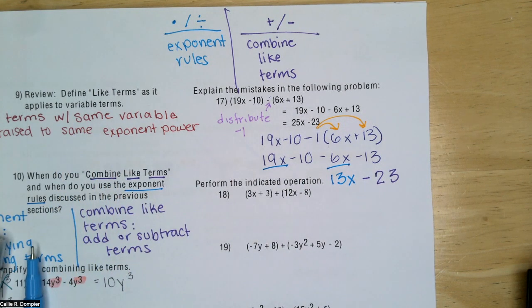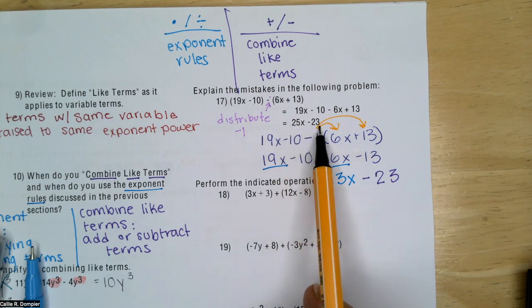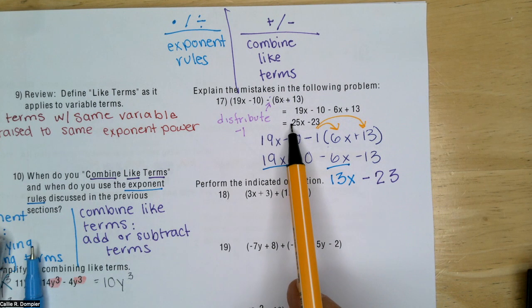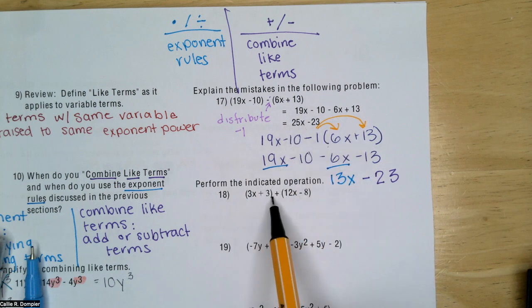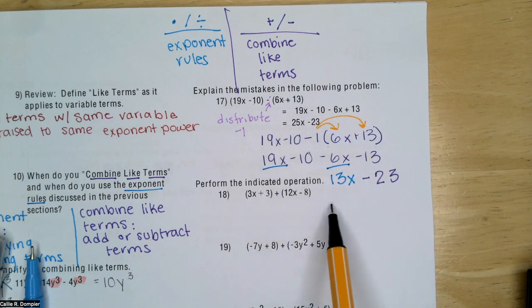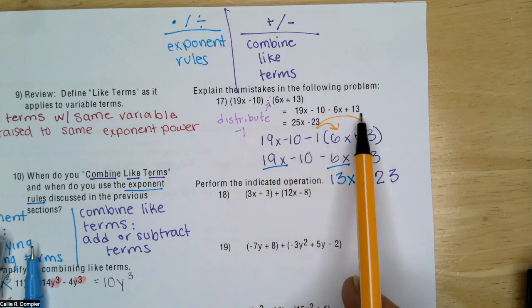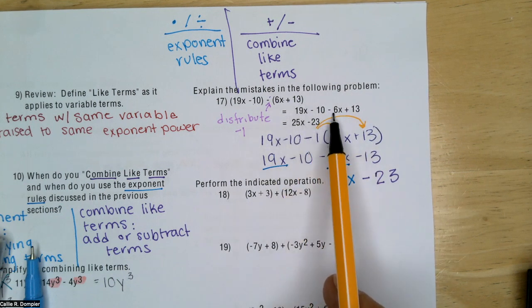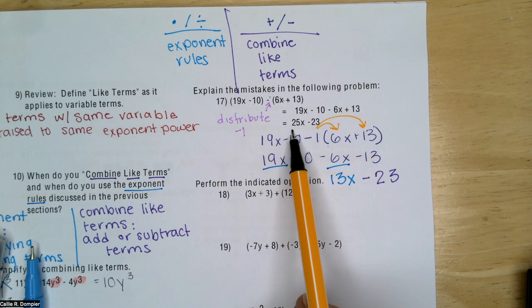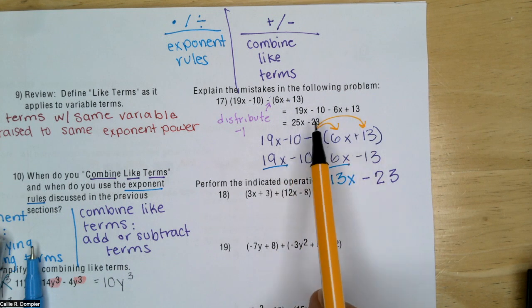All right. Oh, okay. So, maybe we're supposed to talk about each problem. So this one, well, anyway, here's the right way to do it. I don't know how you get that. And then from 19x minus 6x, you get 13x. And from -10 minus 13, you get -23.